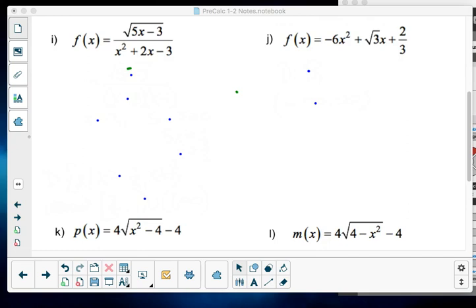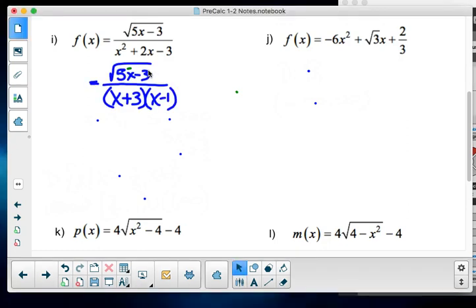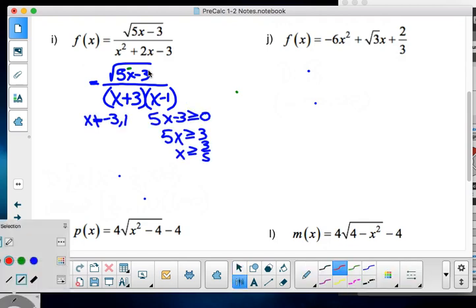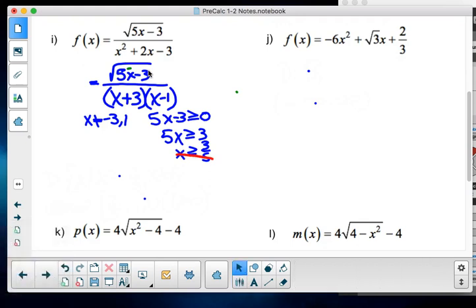Okay. All right. So we have 5x minus 3, and we have x squared plus 2x minus 3. If I factor this, I come up with this. And I'm able to find my VAs, my vertical asymptotes, that x is equal to -3 and x is equal to 1. But I'm also interested in the restrictions that the square root comes through with. Those restrictions: I can't have the stuff underneath the square root be less than 0. So my restriction underneath is x is greater than or equal to 3/5.